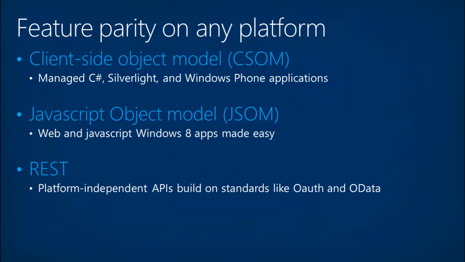We have a complete client-side object model, which makes it really easy to work with social data in C#, Silverlight, and Windows Phone applications. And for today's demos, that's what I'm going to be focused on as we explore the object model. There's a JavaScript object model, which does the same thing if you're working in JavaScript applications or maybe web features. And finally, there's completely platform-independent REST. Any device that can connect to the internet can access this data.